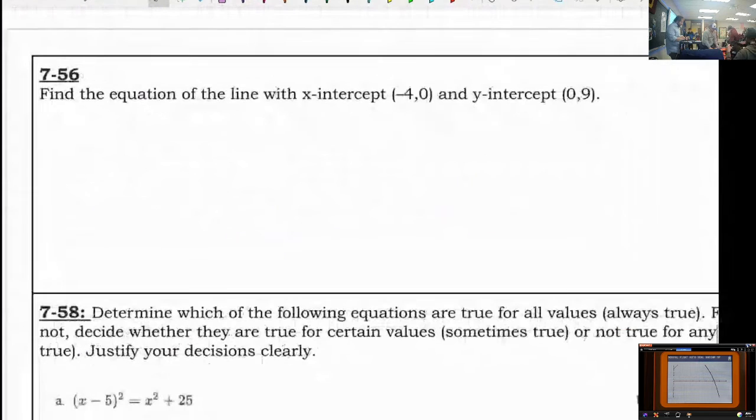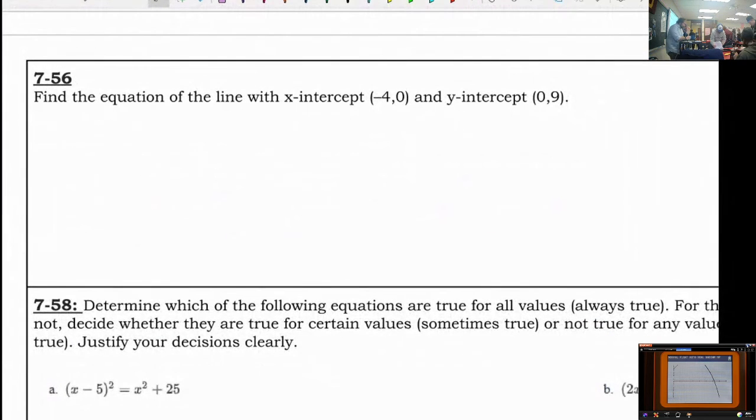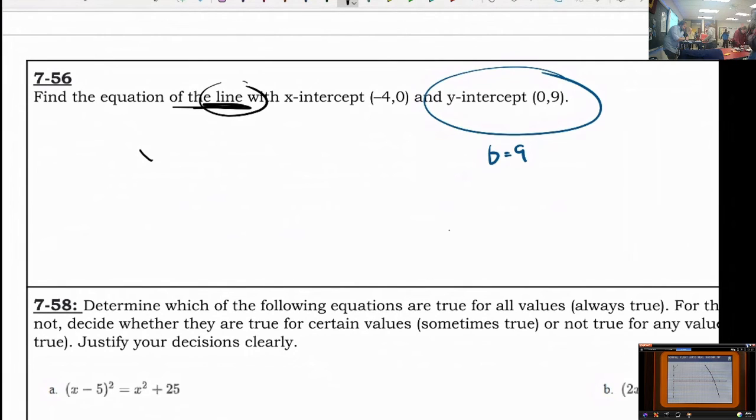756, find the equation of the line with x-intercept negative 4, 0 and y-intercept 0, 9. That's going to be pretty easy to do. First of all, they told us what the y-intercept was, so I know that b is going to be 9 in my equation. And it's a line, which they, again, told us, so I know it's going to be mx plus b. So b is 9, and that's already done right there.